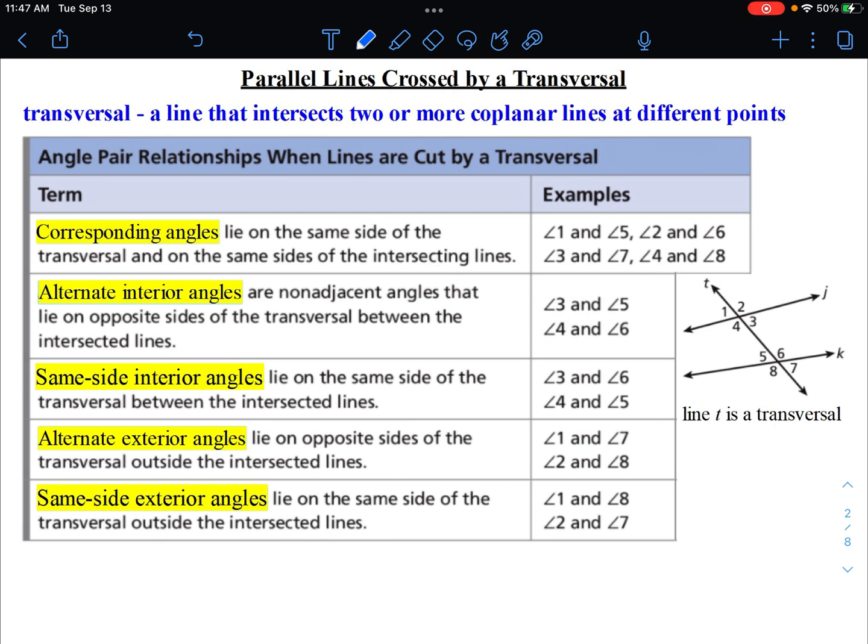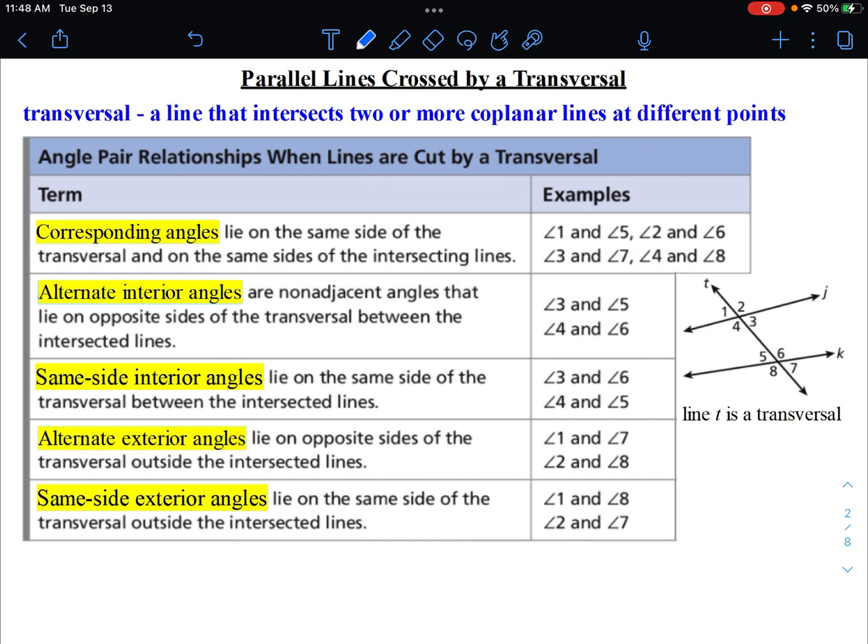And I've got an example down here in the right-hand column where line T is a transversal because it's crossing two or more lines. And when that happens, you create a bunch of angles, and I've got them all numbered here. And there are names for these angles, which I've got listed over here highlighted.